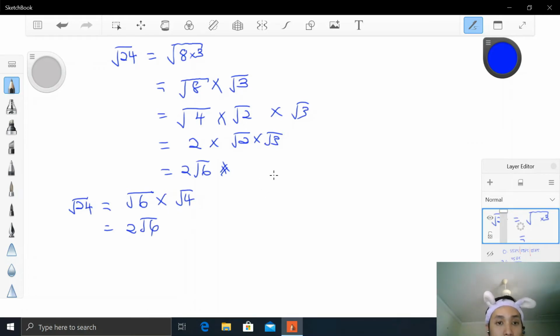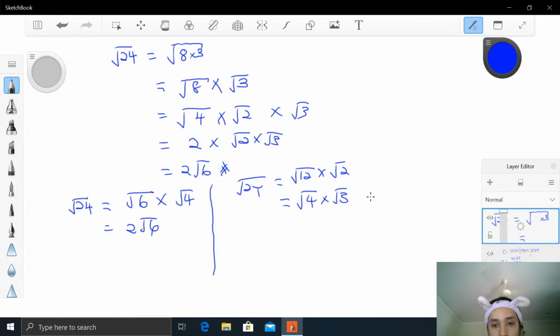Let's say if I try 12. If I try 12 also can, just that the steps will be longer a bit. Then I factorize the 12 again. So 4 multiply 3 multiply 2. So again, this one is equal to 2. Then you multiply the number inside, so you get back surd 6 also. So if you can see here, you will get back the same answer.